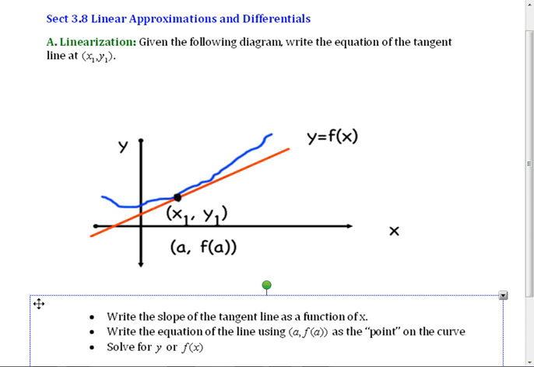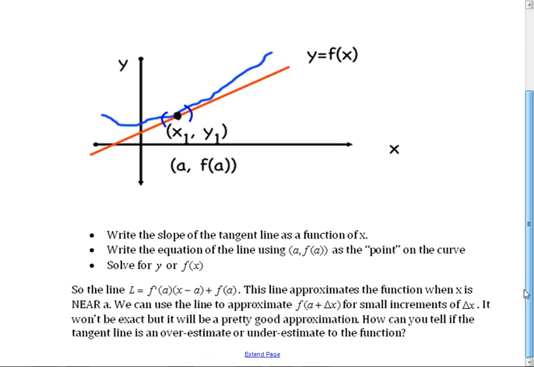Remember from our derivative lab, if we zoom in on this dot, what happens to the function? It starts to look like a what? Okay, you guys, I need you to focus here because there's going to be some hard stuff. So write the slope of the tangent line as a function of x. What's the slope of the tangent line right here? It's what?